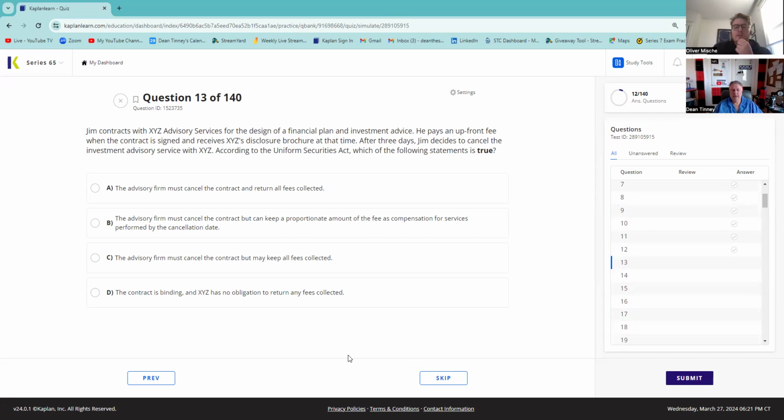Yeah, you got it. Jim contracts with XYZ Advisory Service for the design of a financial plan and investment advice. He pays an upfront fee when the contract is signed and receives the disclosure brochure at that time. After 3 days, Jim decides to cancel the investment advisory contract according to the Uniform Securities Act. Which of the following statements is true?